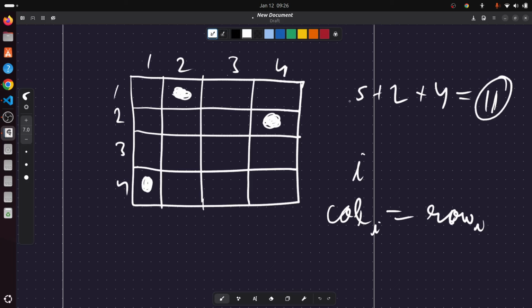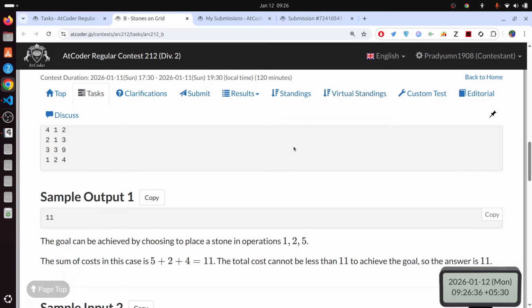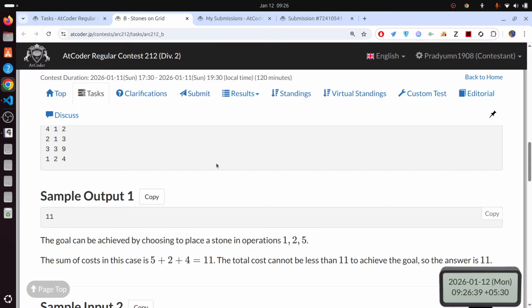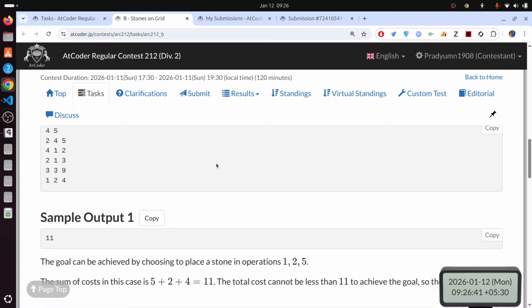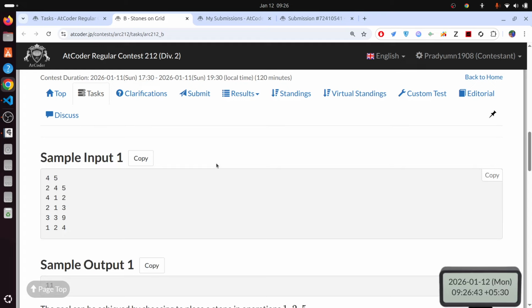So how do we do that? That's the question now: how do we actually find the minimum cost? So this sample is pretty good. We can actually start our thinking just based on the sample only.